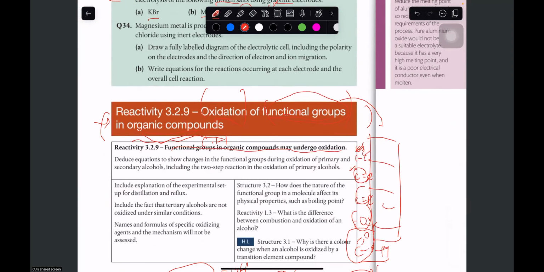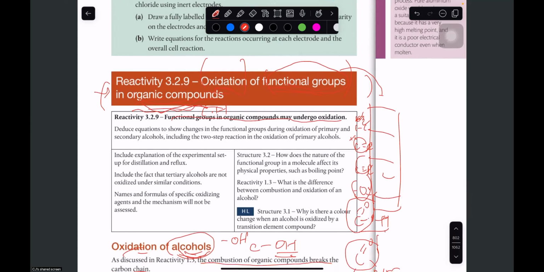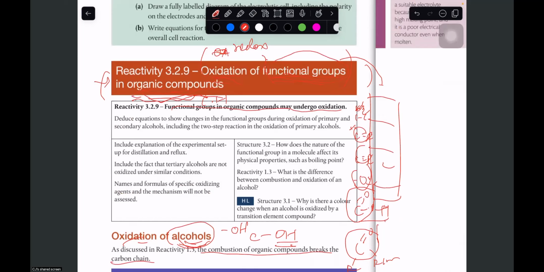Let's look at the second one. In the second one, we can oxidize the functional groups in organic compounds. So in organic compounds, we can also use redox to oxidize the functional groups. Okay, let's talk about the organic compounds and the functional groups.